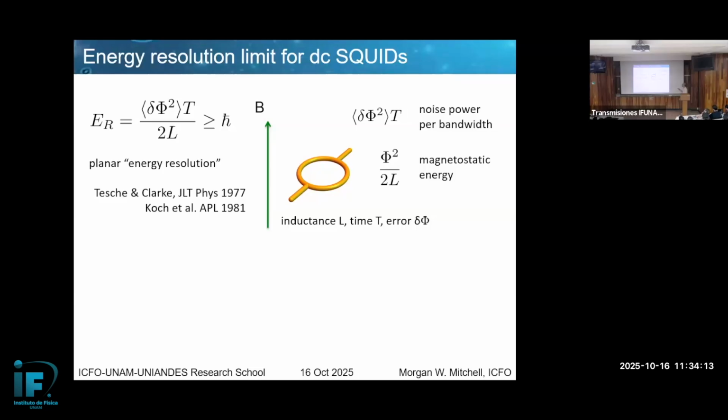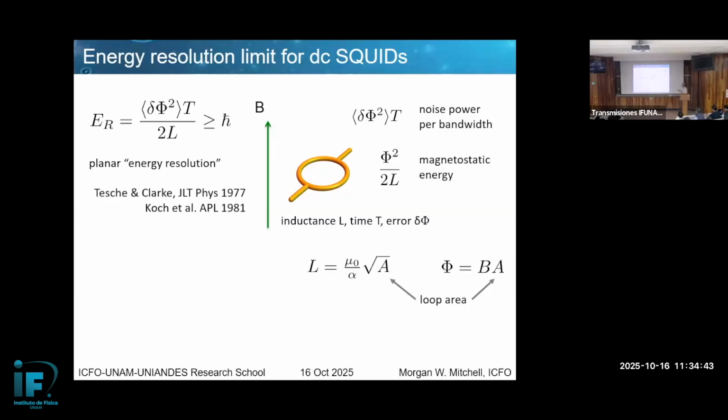And then we can convert from flux, and so flux squared over inductance, that's magnetostatic energy. That's why they call this the energy resolution. And we can convert that. The inductance is related to the loop area by this, where alpha is a number of order 1, which depends on the exact shape of these wires. So we're just going to consider that to be approximately 1.